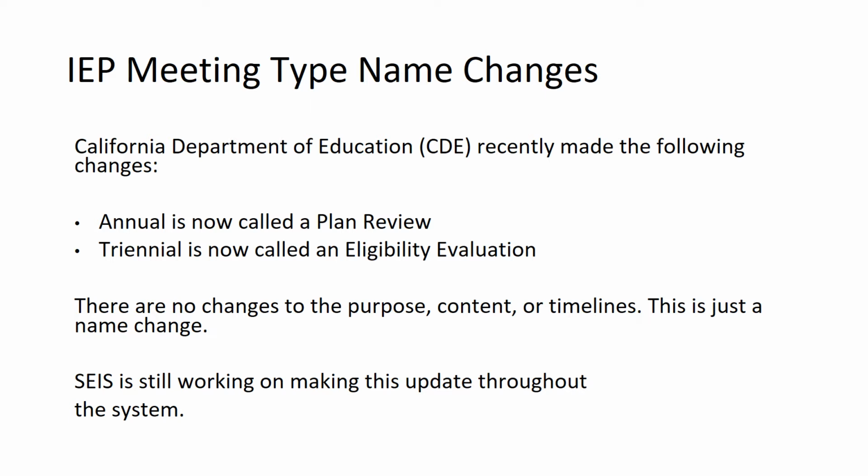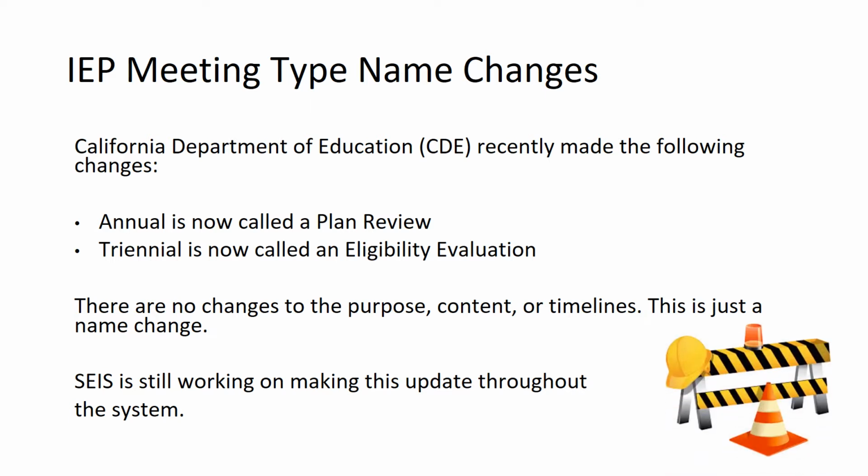CDE changed the notice of an annual IEP meeting. It's now called a plan review. The triennials are now referred to as eligibility evaluations. Don't worry, it's just a name change. There are no changes to the purpose, content, or timelines. SEIS is still working on updating all the forms to have the new names.